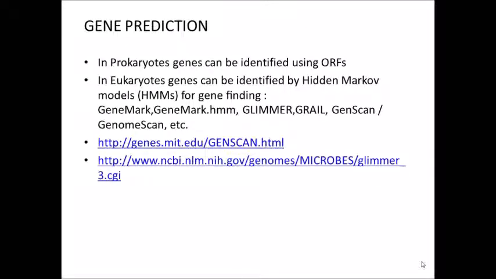Detecting the coding region of a sequence is called gene prediction. It is very simple in prokaryotes, as a gene can be identified using open reading frames, whereas in eukaryotes, a gene is a mix of introns and exons. Therefore, a gene can be identified by hidden Markov models for gene finding. All these tools are available online, and I have provided the links for GenScan and Glimmer.